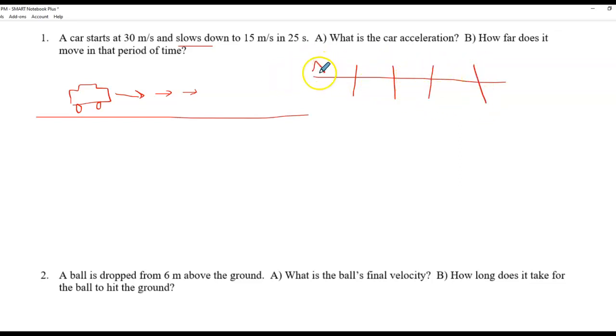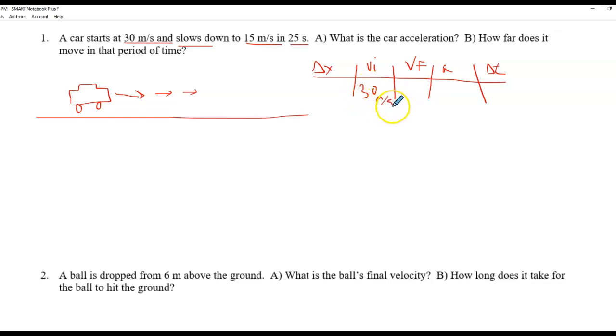So next we fill in our table with the chart, so delta x, vi, vf, a, and delta t. So that's there. And what we're going to do is take this information that is given, all the numbers, and try to put them in the chart. So it starts at 30 meters per second. Meters per second is a measurement of velocity, and this is the starting one, so it's the initial. So that's 30.